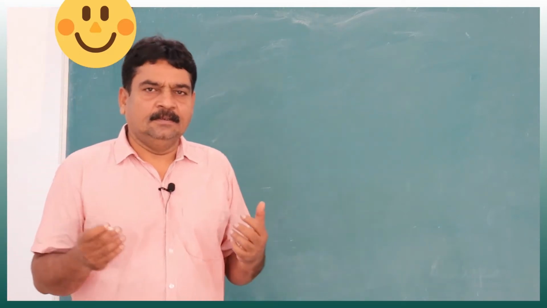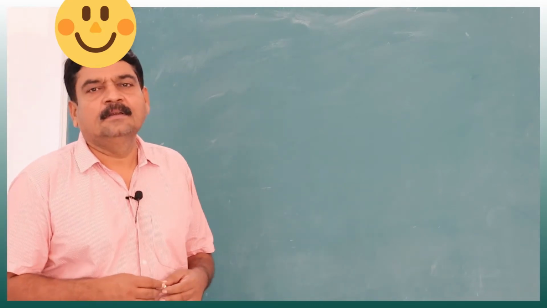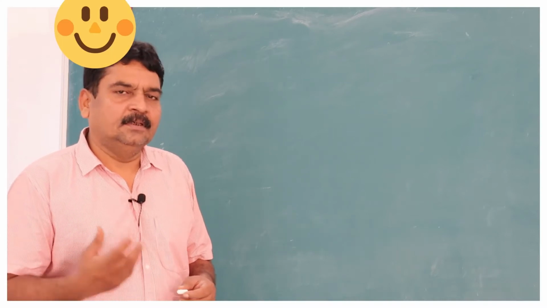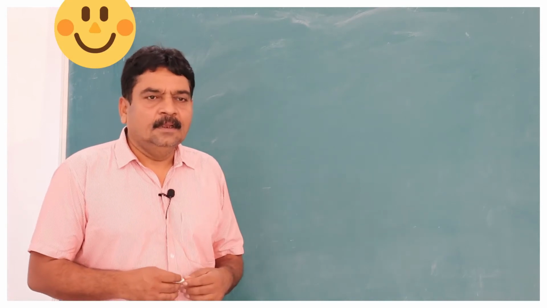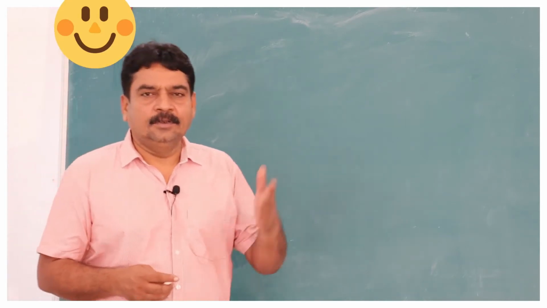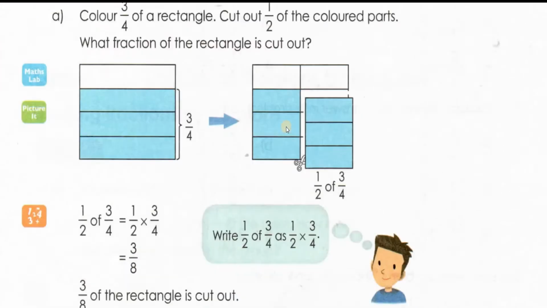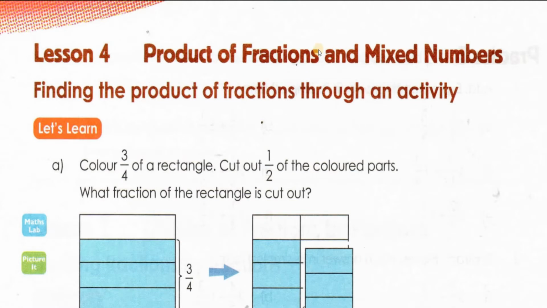We have finished the topics of addition and subtraction of fractions. Now we'll go with product and division, that is multiplication and division in fractions. I'll read the question. It's going to appear on the screen now. We have finished up to page number 81. Now we'll go to page number 82, lesson 4, product of fractions and mixed numbers.